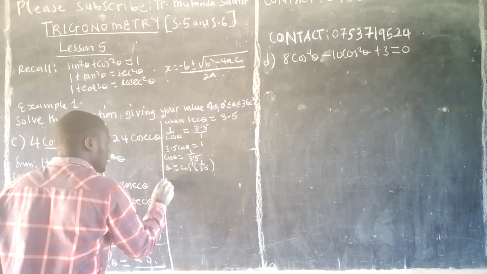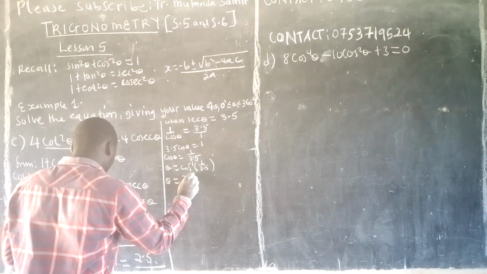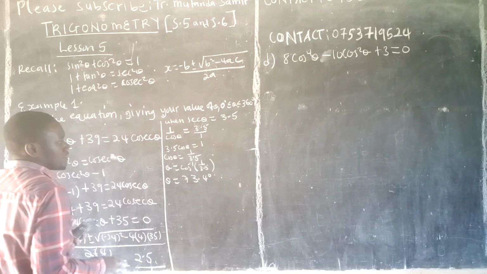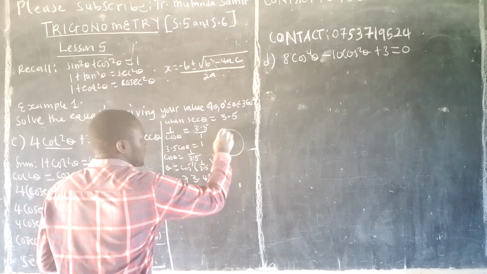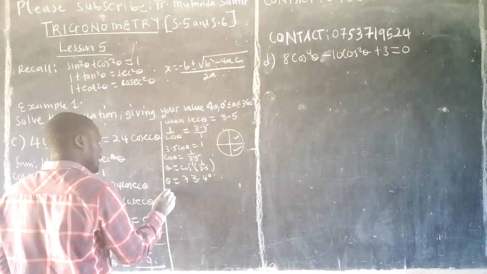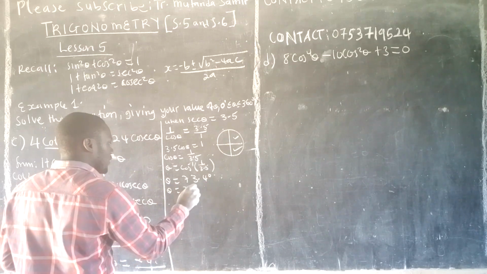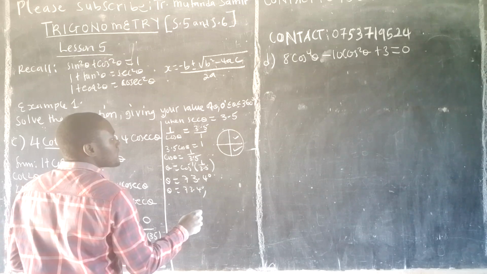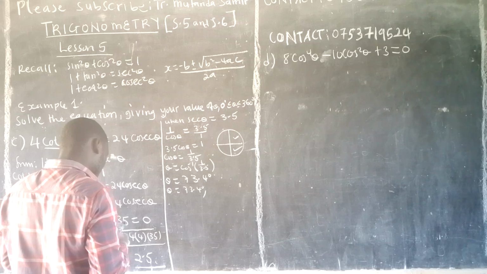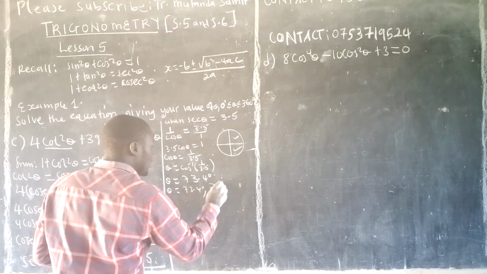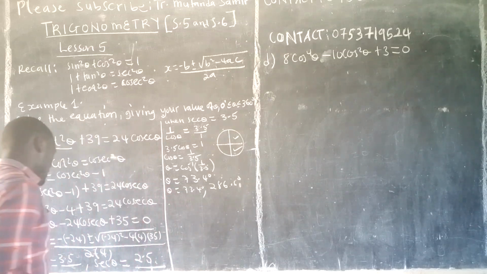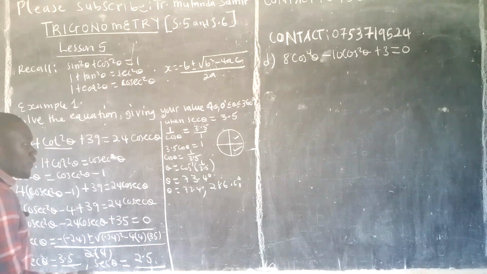Theta is equal to 73.4 degrees. Since it is positive, it will be in this quadrant and this quadrant, and this quadrant has theta. So theta will be equal to 73.4 degrees, comma. Then here we have 360 minus that. So 360 minus the answer will give us 286.6 degrees.